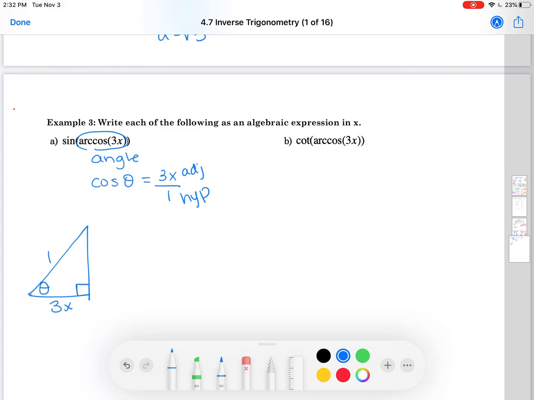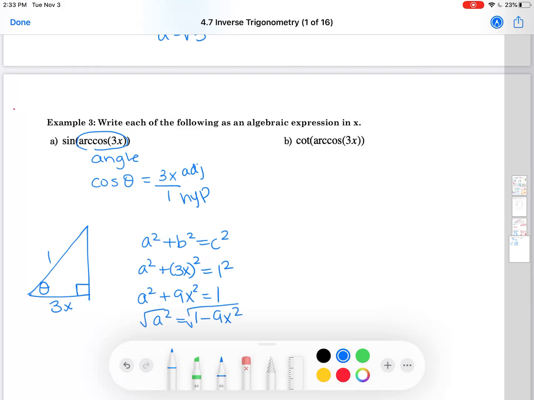All right, so here's my angle. We said adjacent is 3x. My hypotenuse is 1. I need to do the Pythagorean theorem to find the other side. It's just going to be a little bit messy. So I've got a squared plus b squared is equal to c squared. So that's a squared plus 3x, don't forget parentheses, squared is equal to 1 squared. So that's a squared plus 9x squared is equal to 1. We'll subtract, so that's a squared equals 1 minus 9x squared.